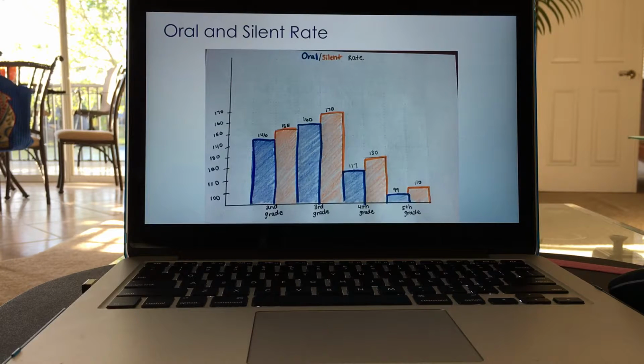Now we will look at an oral and silent rate chart. Here is a chart comparing A's oral and silent reading rate. The blue columns represent her oral rate, and the orange columns represent her silent rate. Looking at the chart, her highest WPM was 170 in third grade, but reduced her rate as she moved on to the upper grade levels. The reason the rate decreases is because the passages become more complex and are longer to read.